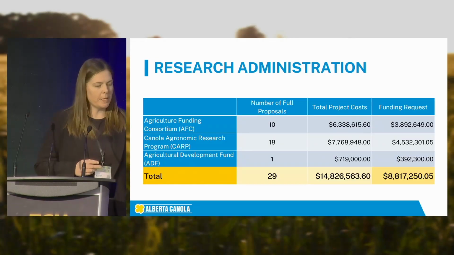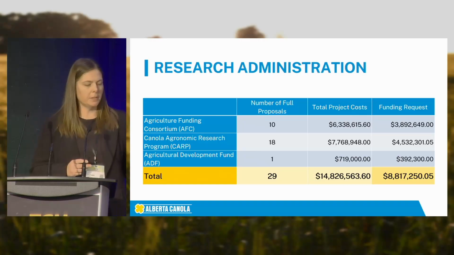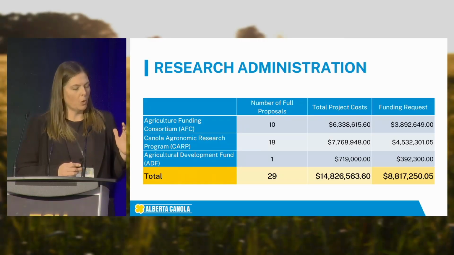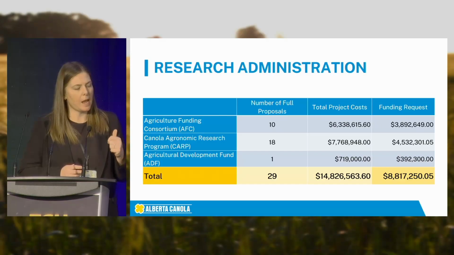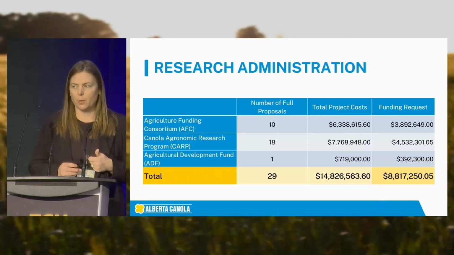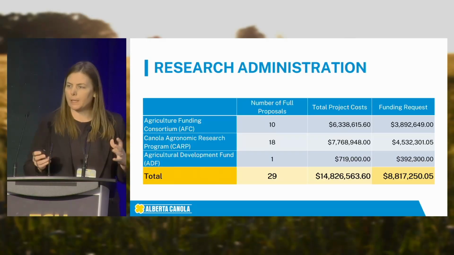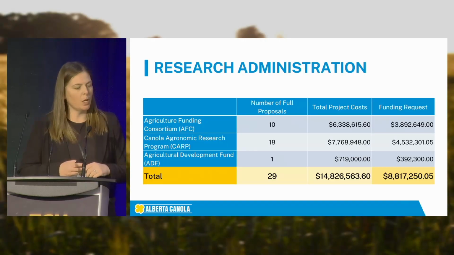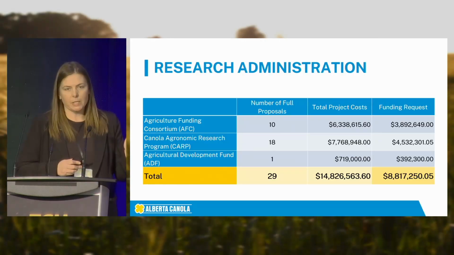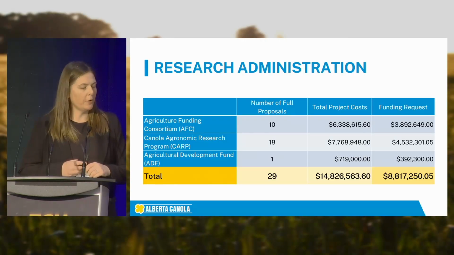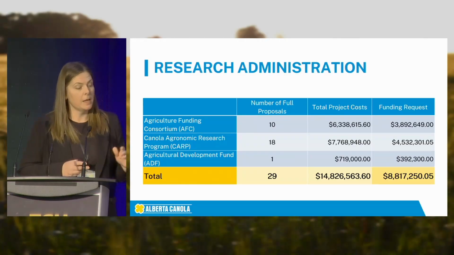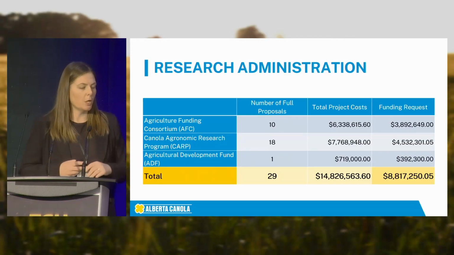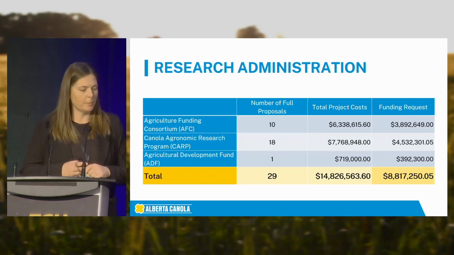So I mentioned that I started with about 100 LOIs in the spring. Of those, we look at 3 core funding areas. The Agriculture Funding Consortium, which is based in Alberta, has about 20 different funders that get together and fund different types of projects, and it's administered by ARDAR. The Canola Agronomic Research Program, or CARP, is administered by the Canola Council of Canada. And then we also contribute sometimes to projects under ADF, the Agricultural Development Fund.